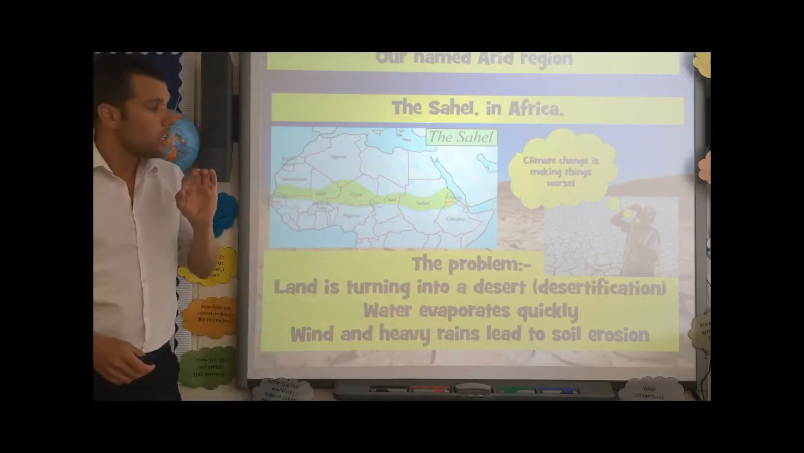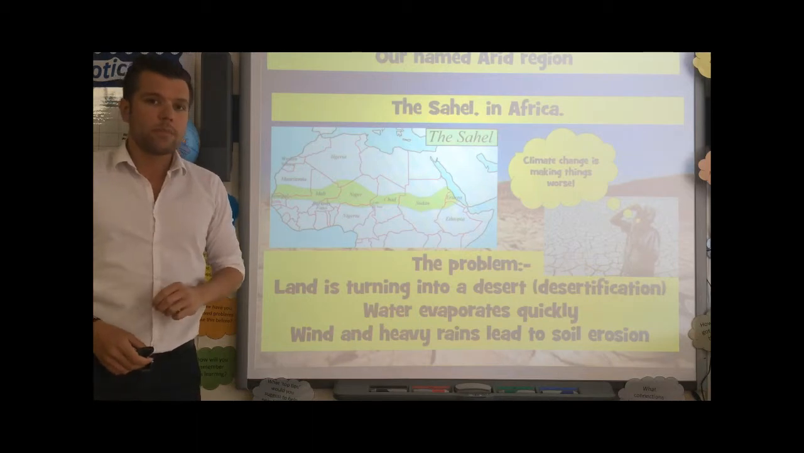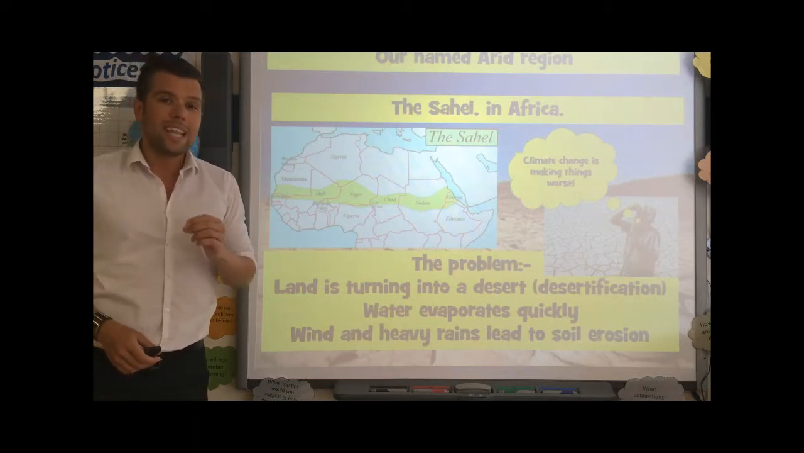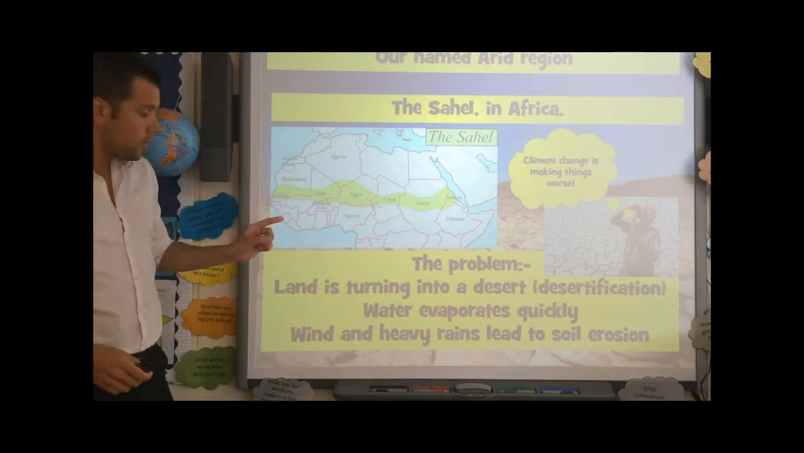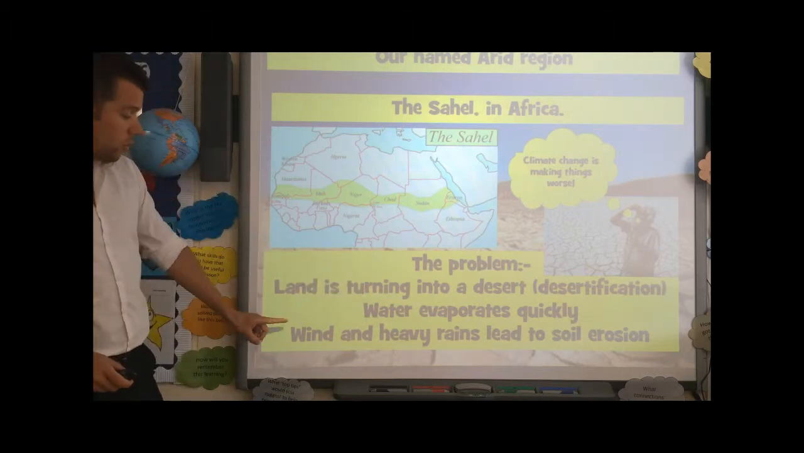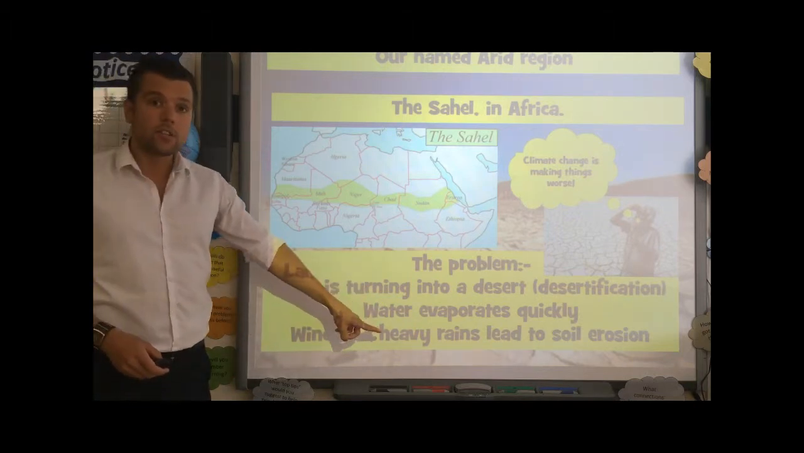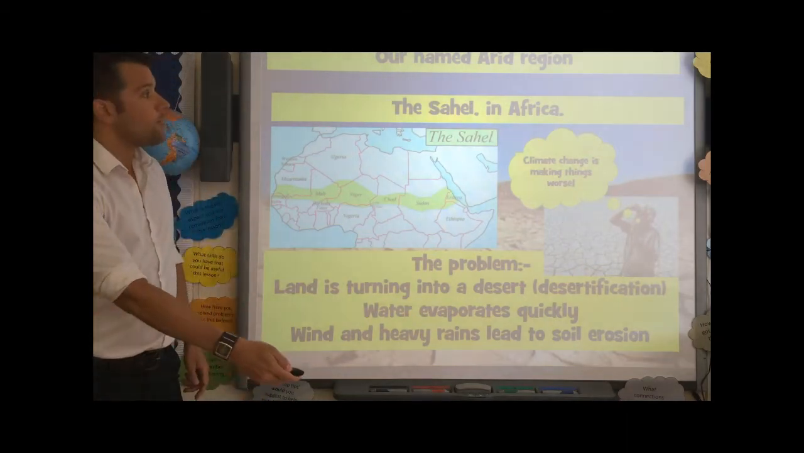However, the area is suffering from desertification. That's a key word. Desertification is where land turns into a desert. The reason why it's turned into a desert is due to the high amounts of evaporation in the region, coupled with high winds and heavy rains, which are leading to soil erosion. So what can be done to help?